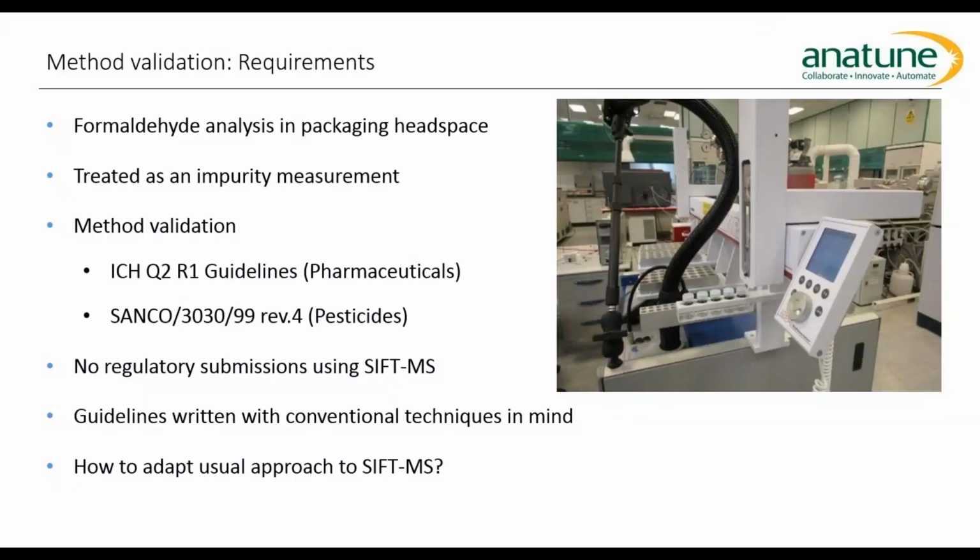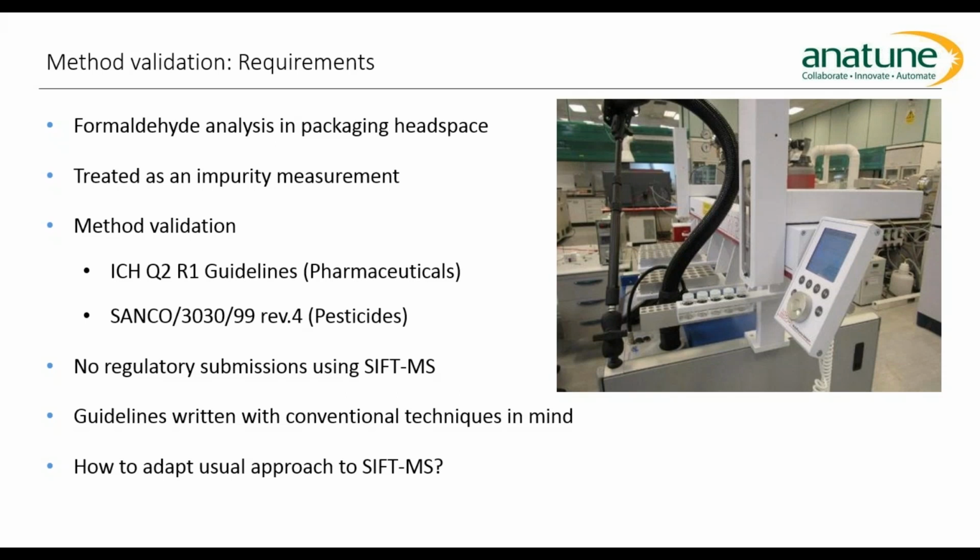So, as we said, the formaldehyde was in the headspace. We're going to treat it as an impurity as it is coming from the underlying product delivery system. And so we can follow a number of different validation techniques. There's the ICH Q2 guidelines, which are based on pharmaceuticals, or there's some other ones based on pesticides, such as the Sanko version here. But this being a pharmaceutical product, ICH Q2 guidelines seem to be the best approach to take for this one.